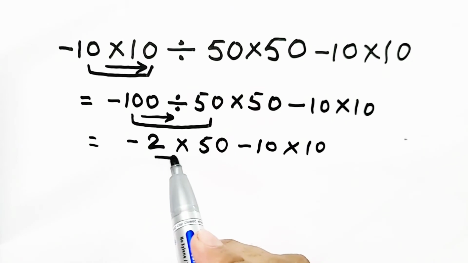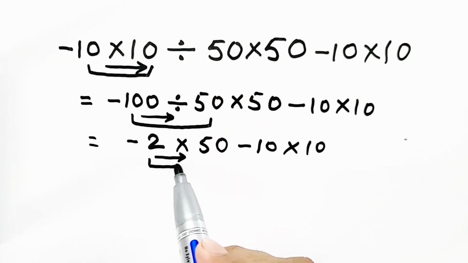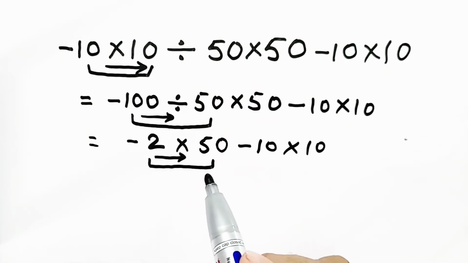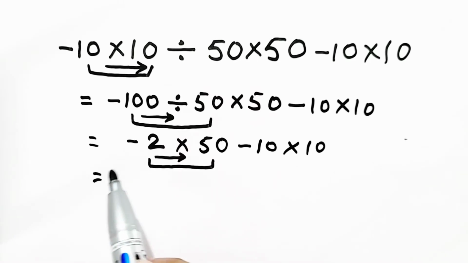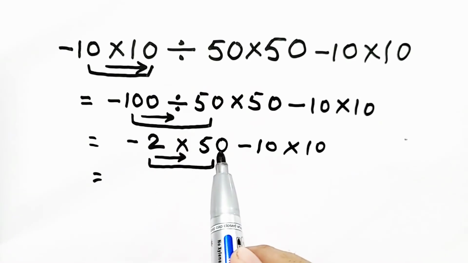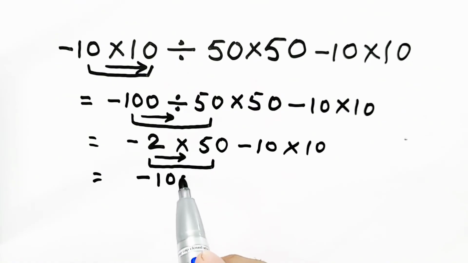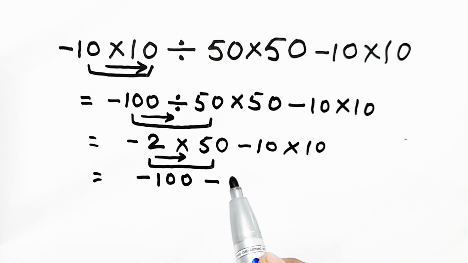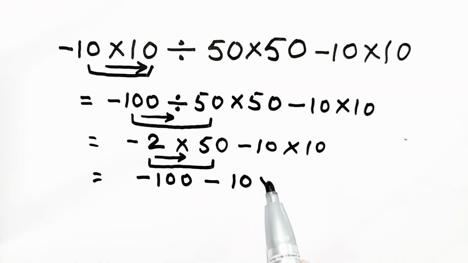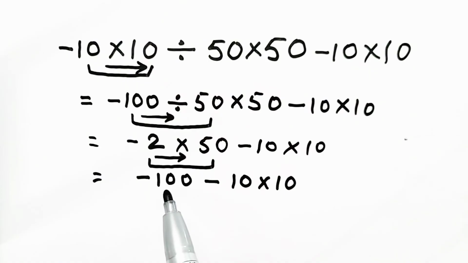Now again, we have to move from left to right, so first of all we have to multiply. Minus 2 times 50 will become minus 100. And minus 10 times 10. Now don't do this, meaning minus 100 minus 10. First we have to solve multiplication.